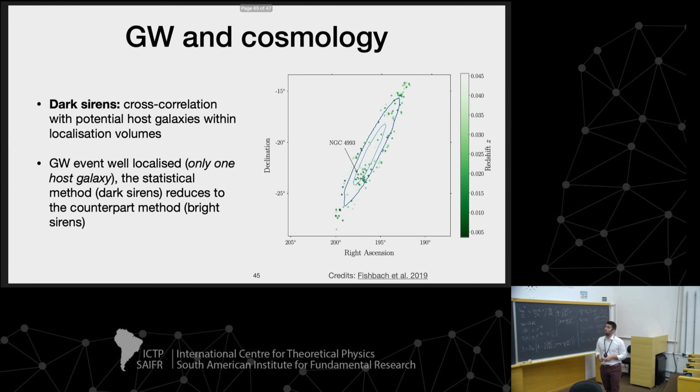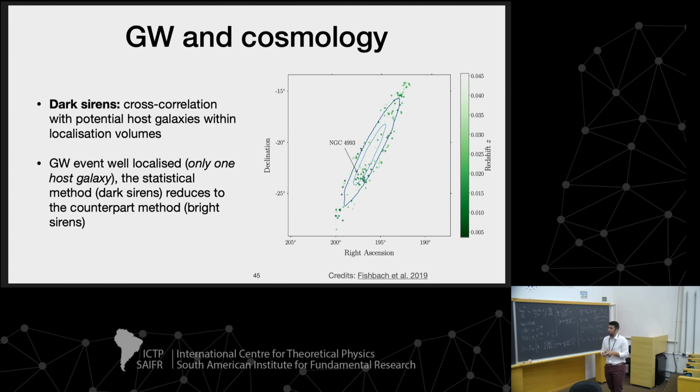The other way of doing cosmology is with dark sirens. It means that you do not have the electromagnetic counterpart, but still you can use the information coming from catalogs and parameter estimation from gravitational waves. What you do is you cross-correlate with all the galaxies that are enclosed in the volume coming from the gravitational wave observation. Ideally, the two methods would be the same if your sky localization is perfect, so it detects just one host galaxy. You would have exactly the same result.